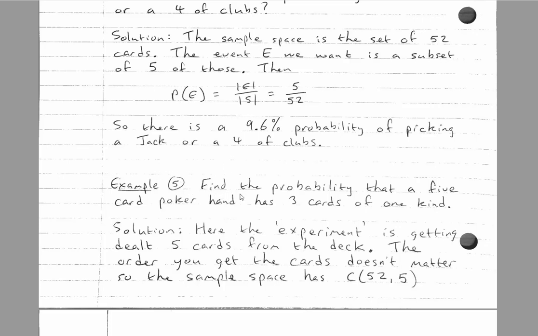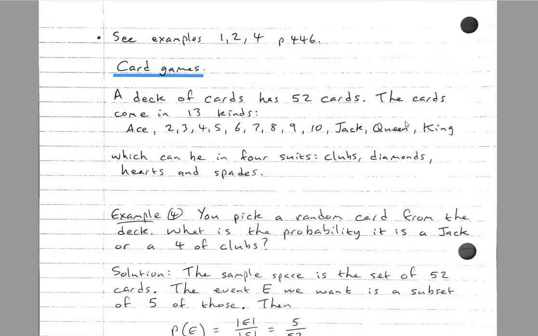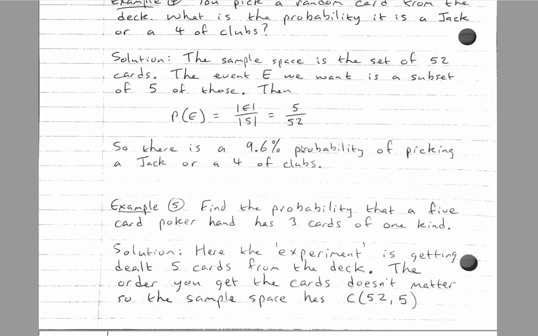Example 5: find the probability that a 5-card poker hand has 3 cards of one kind. Again, these are the kinds, so maybe it has 3 sixes or 3 jacks, 3 kings. Of course, they have to be of different suits, but what's the probability of that happening?